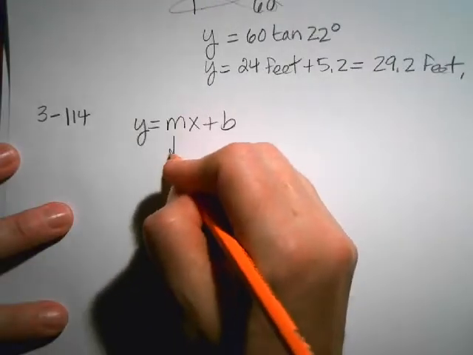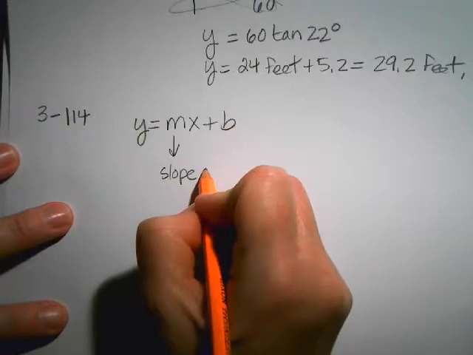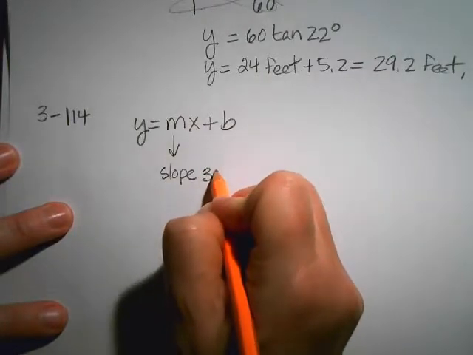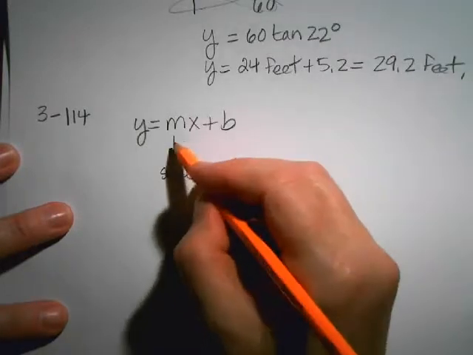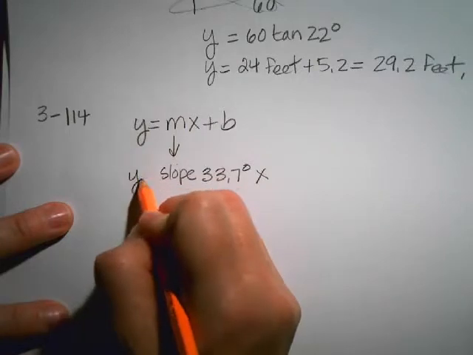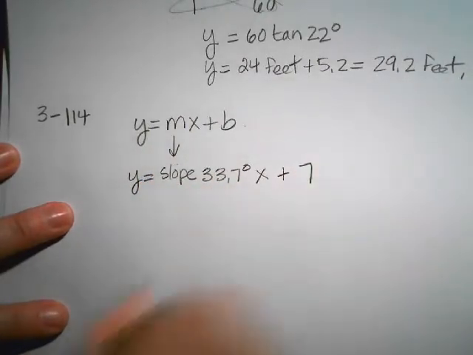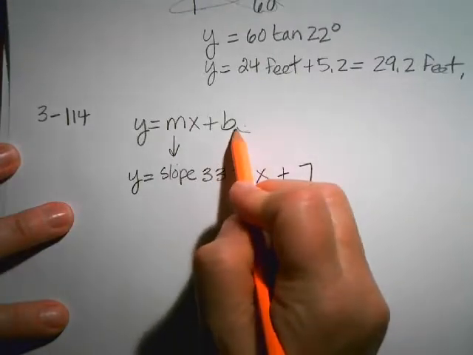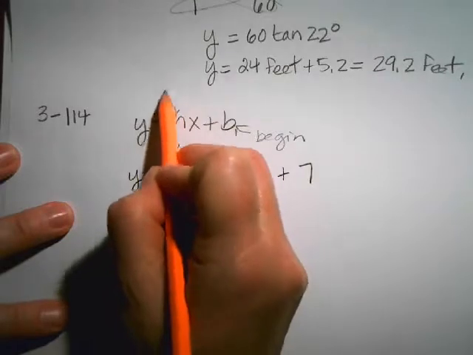If the slope is for the angle of 33.7, then I'm going to use that for the slope. And then the y-intercept is 0, 7. I'm going to use 7 for B. Remember, B is your y-intercept, or where you begin. M is the direction to move.